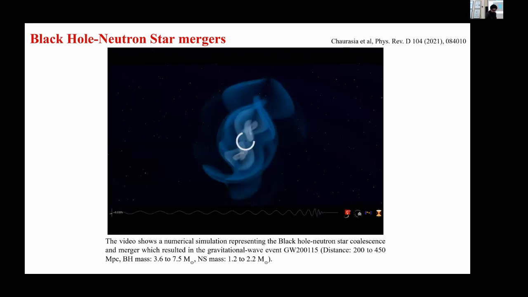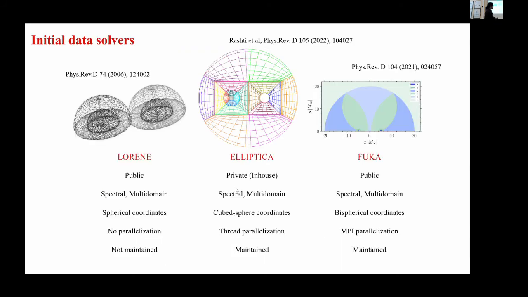Okay, so to make such simulations possible, we of course need the initial data, and I was talking about solving these constraint equations. There are different solvers, and they vary in the methods they use to solve these particular equations. For BAM evolutions of black hole neutron star binaries, we rely on the LORENE initial data solver. More recently, we also have the Elliptica solver and the FUKA solver available.